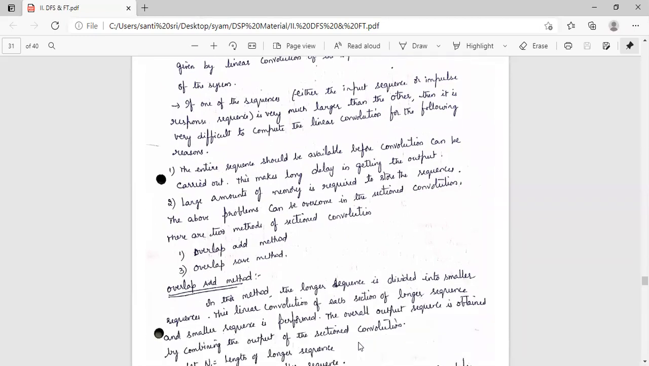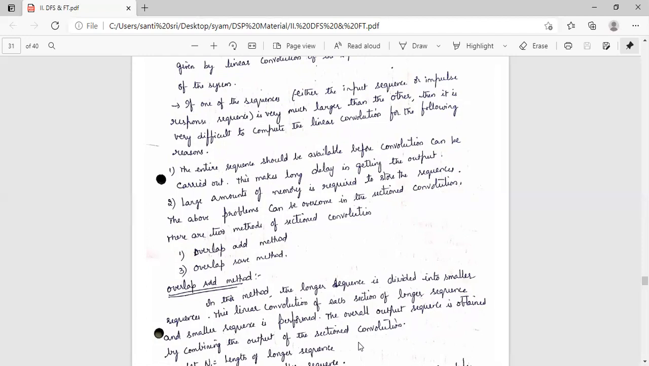First reason is the entire sequence should be available before convolution can be carried out. This makes a long delay in getting the output. Second reason is large amounts of memory are required to store the sequences. The above problems can be overcome in the sectioned convolution. So these are the two problems.